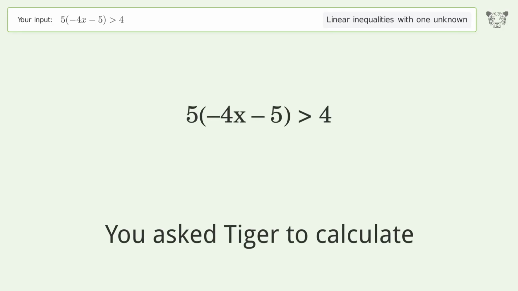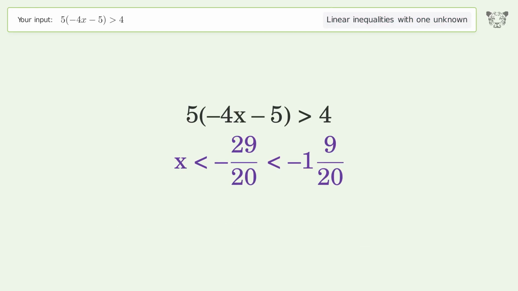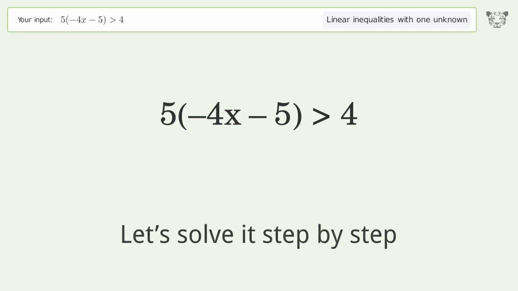You ask Tiger to calculate. This deals with linear inequalities with one unknown. The final result is x smaller than negative 29 over 20 smaller than negative 19 over 20. Let's solve it step by step.